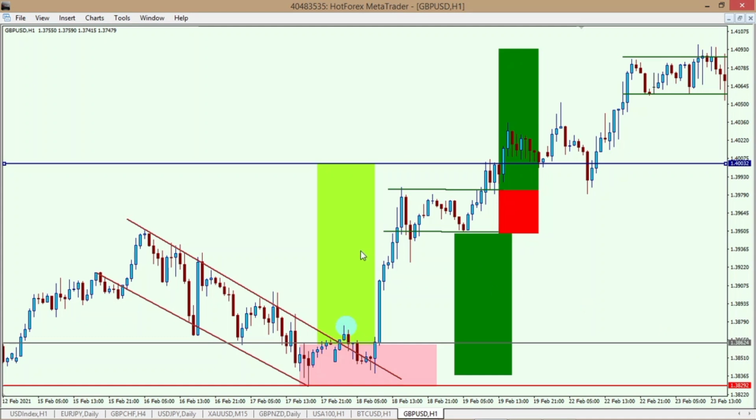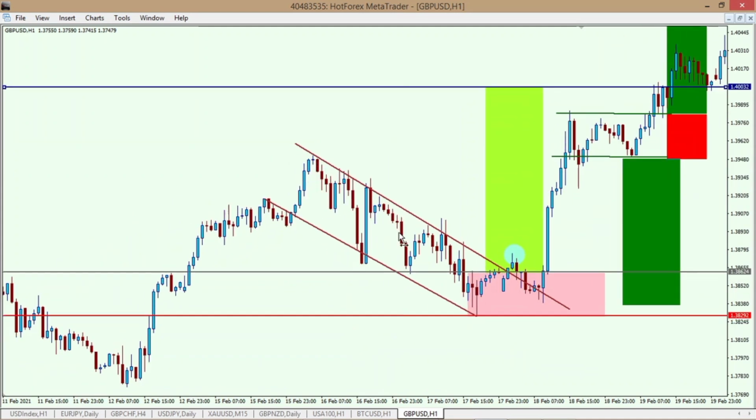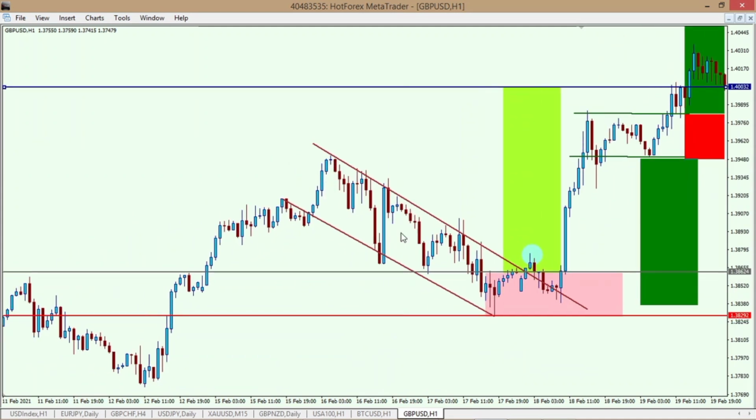So, there are two types of flags. We have bull flags and bear flags. Bull flags indicate the continuation of an uptrend, while bear flags indicate the continuation of a downtrend. So flags are essentially trend continuation patterns. They show us that this trend is likely to continue after this flag.